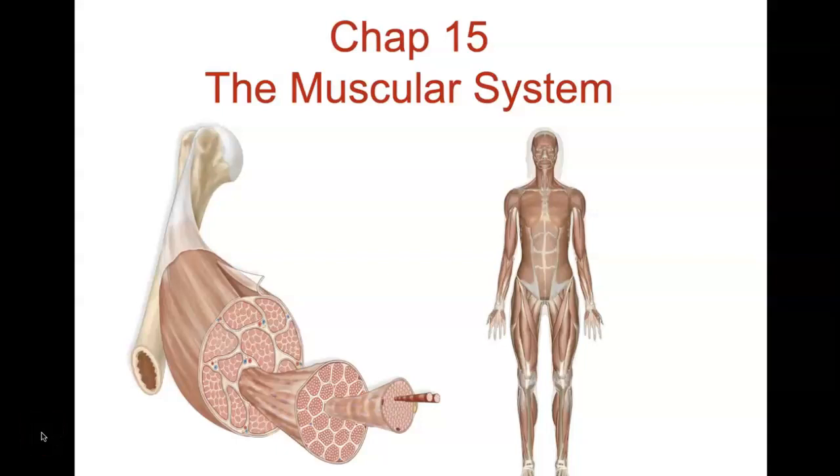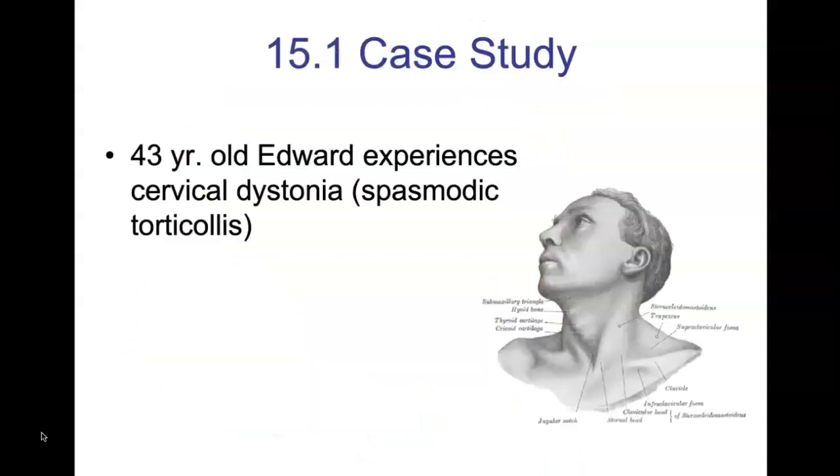Hi everybody, this chapter is the muscular system. We will cover basic muscle anatomy, and at the end of the chapter we will focus on the physiology of muscle contraction. We begin with the case study of 43-year-old Edward who experiences cervical dystonia.